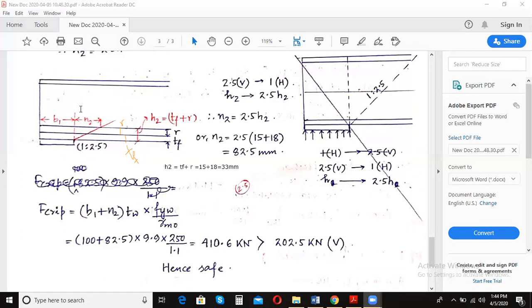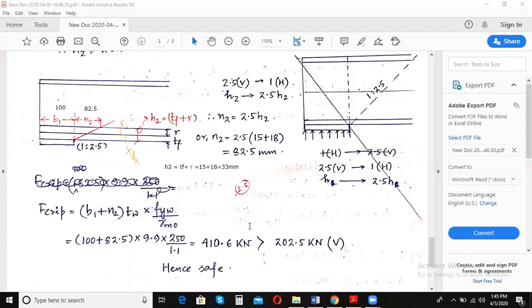This value is coming out as 82.5 mm, and this B1 we are assuming, you can assume it to be 100 mm or 150 mm. We are assuming it to be 100 mm. So now we have the value of B1 and N2. You know what is TW? TW is the thickness of the web, which is given as 9.9 mm. FYW is 250, and the partial safety factor for the steel of the web is 1.1. So if you calculate it, it is coming out to be 410.6 kilonewton.